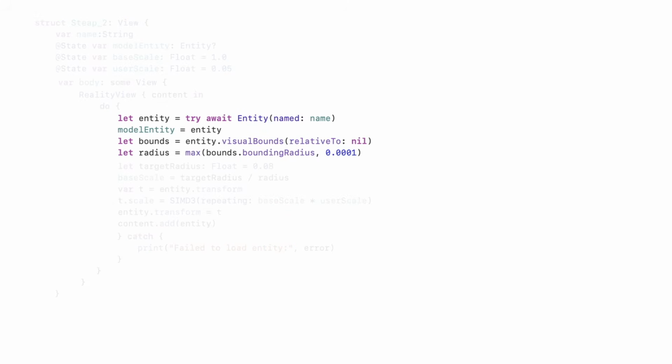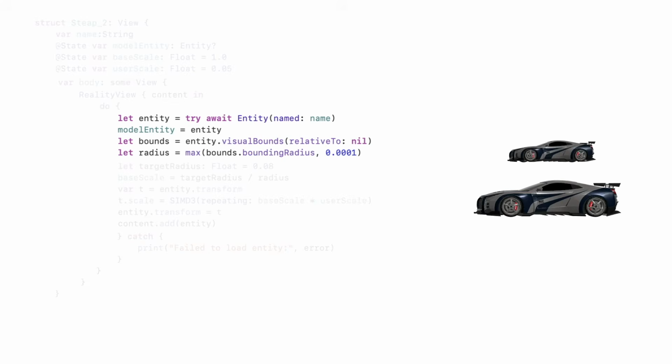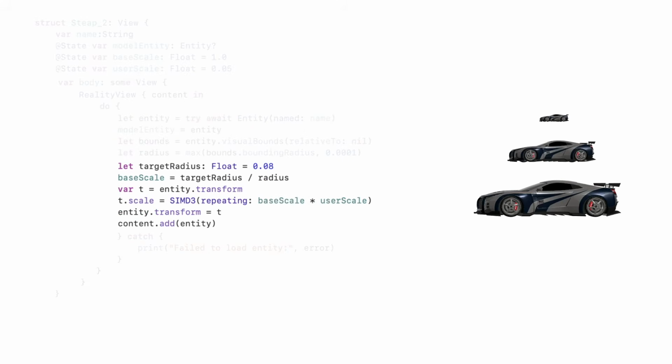First, we ask RealityKit how big the model really is using visual bounds because every 3D model comes with a different size. Then we calculate a scale that forces the model to fit a fixed target size. After that, we apply this scale to the entity's transform. Now, every model starts at a predictable size and we can safely make it bigger or smaller later.